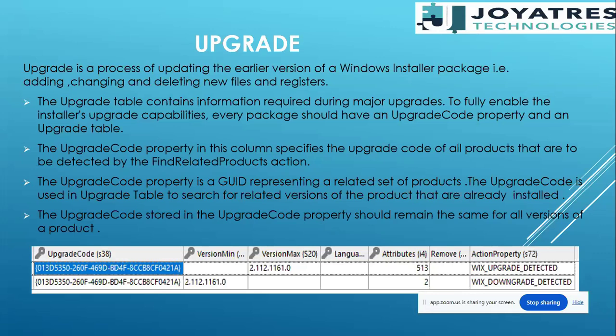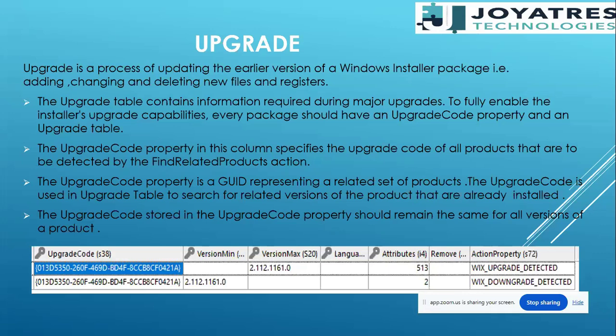The product code will vary from application to application. For example, you have an MSI application with version 1, 2, 3, 4 like that. All the versions will have different product codes, but all the versions, whether it is 10 versions or 20 versions, will have the same upgrade code. That is the reason the upgrade table helps us to upgrade the application.